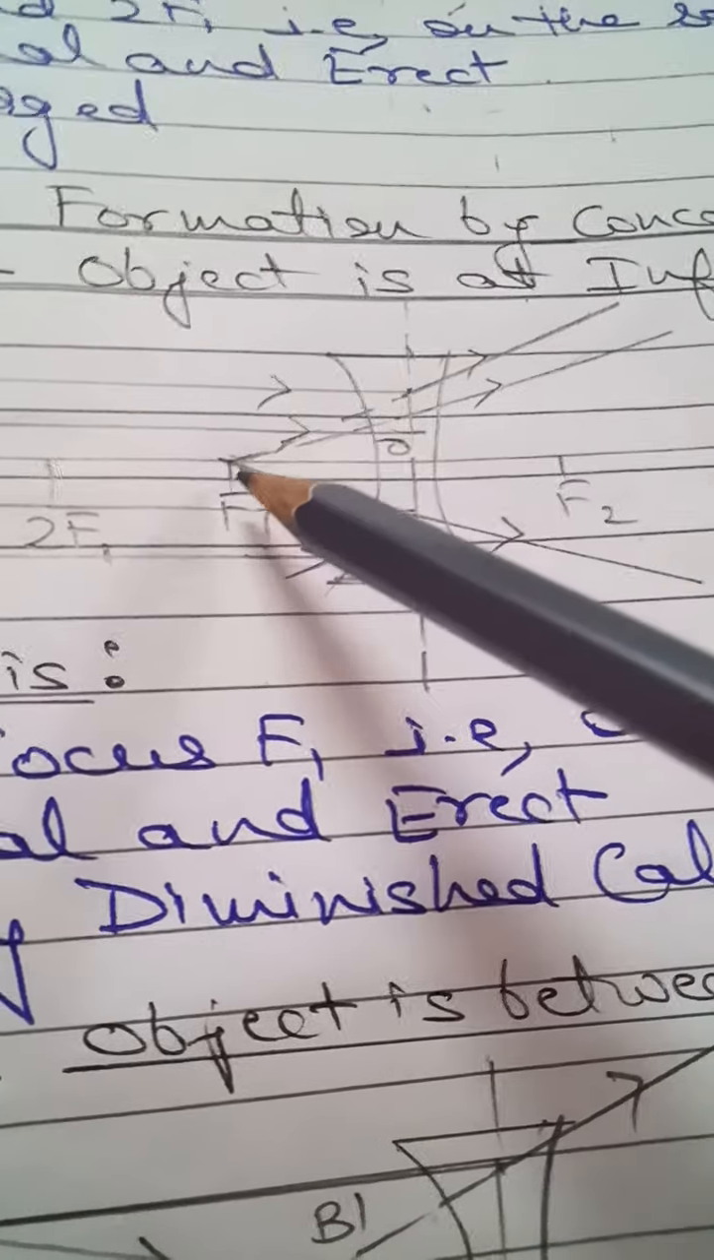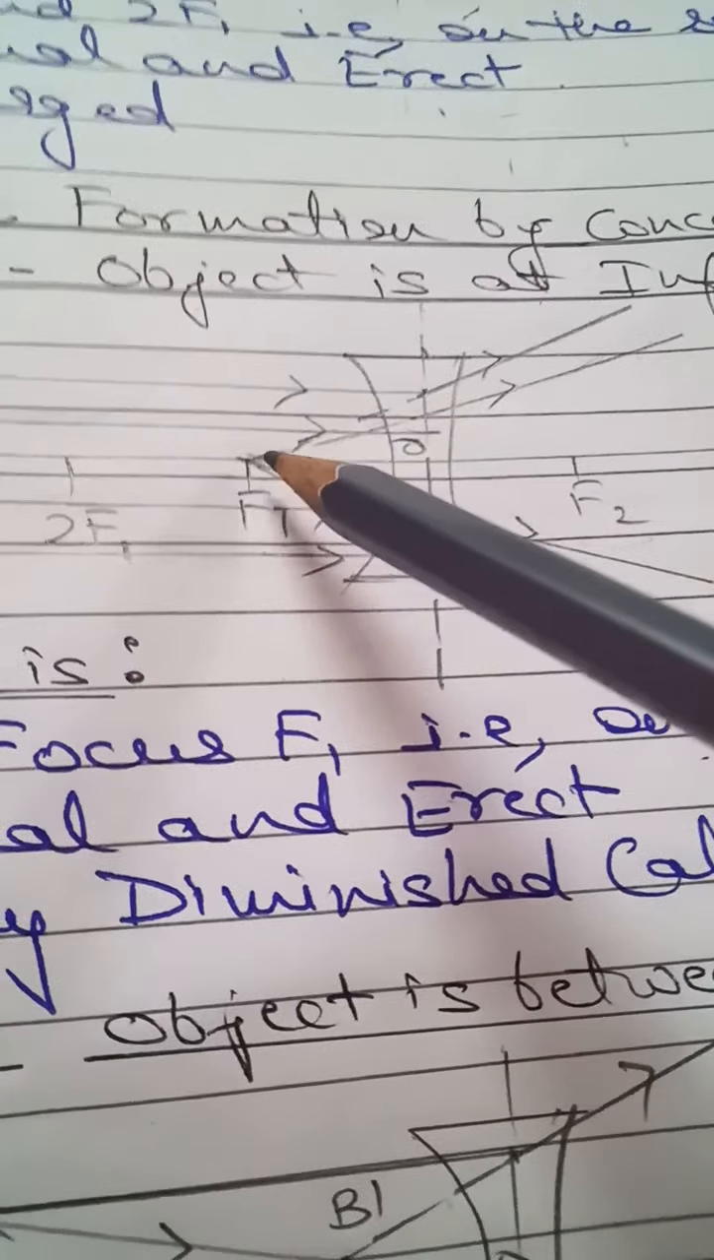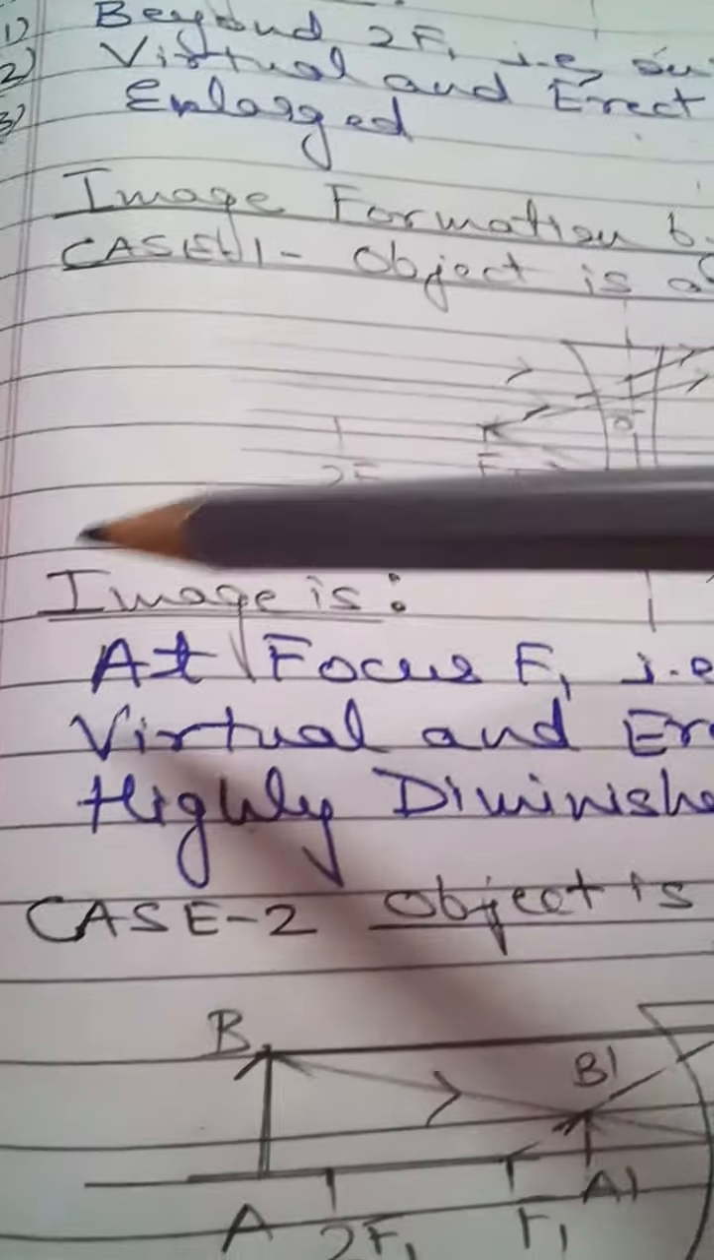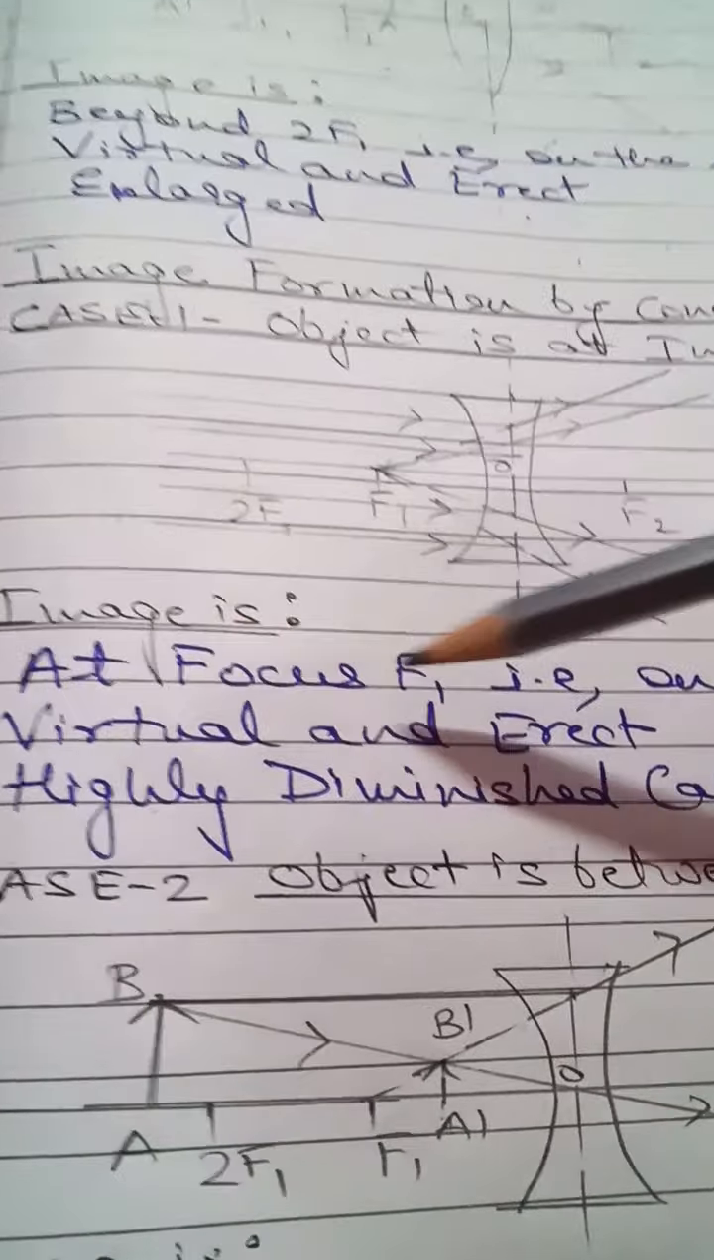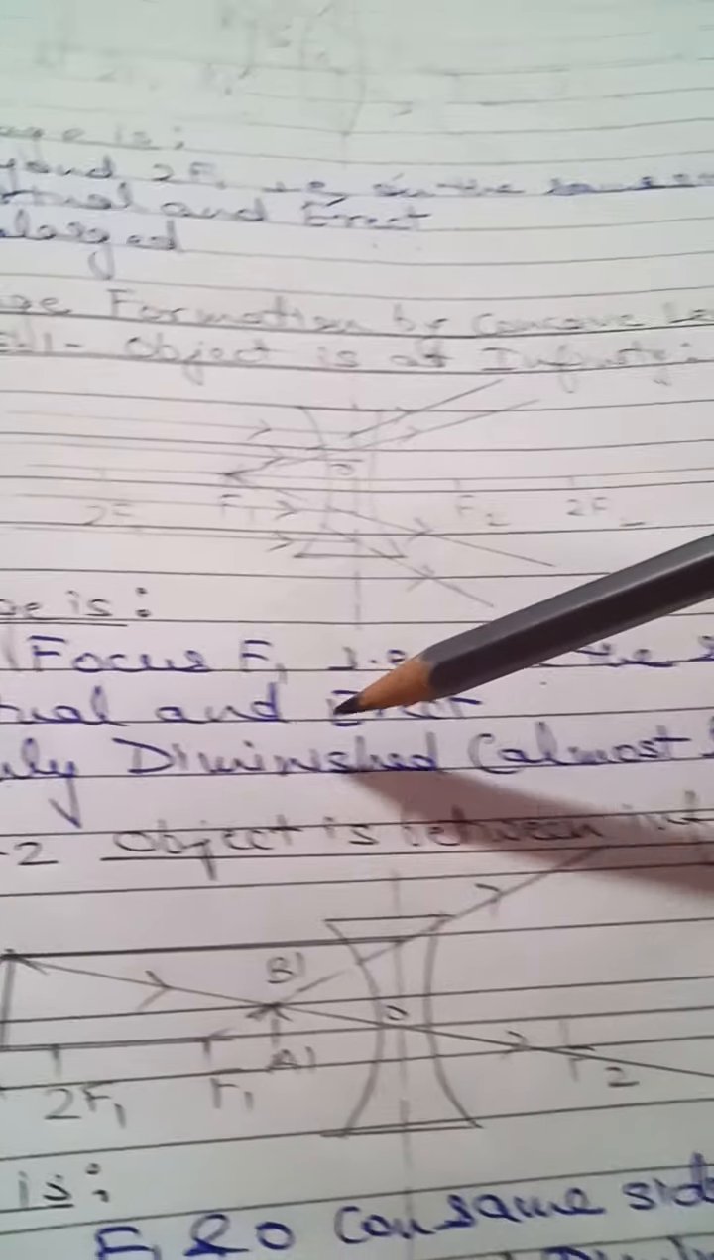So in this case, the image formed is virtual, erect and diminished in size. So the image is at focus f1, that is on the same side of the lens, and it is virtual and erect, and it is highly diminished almost to point size.